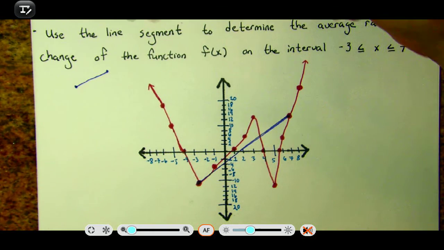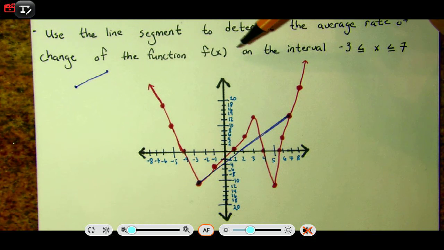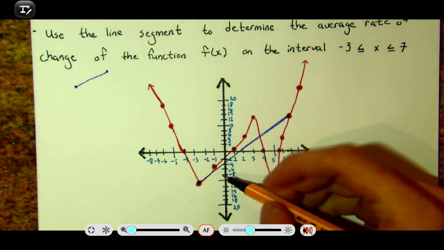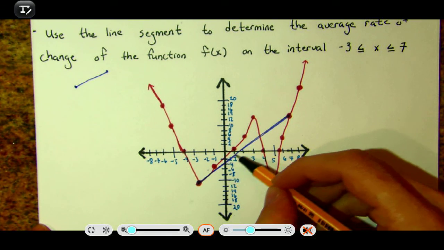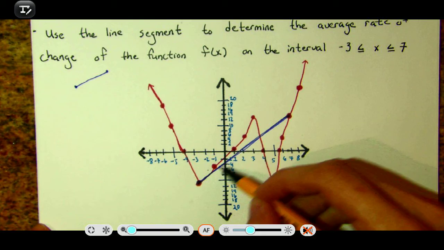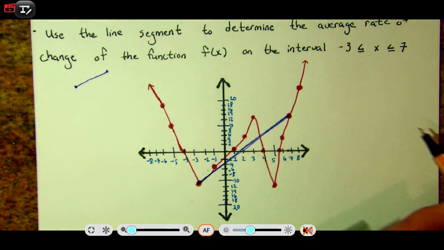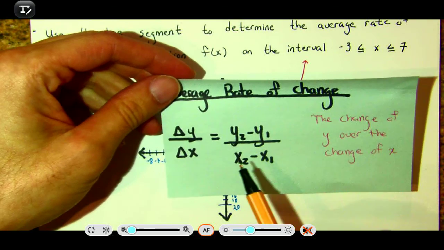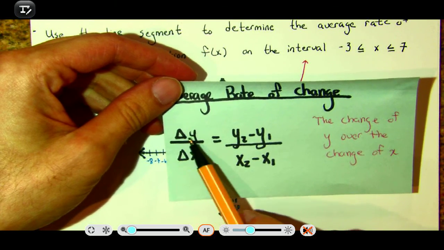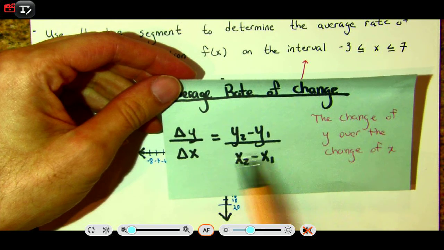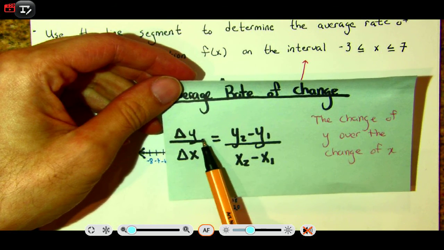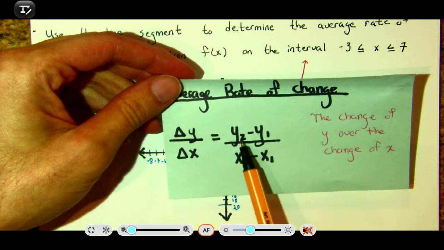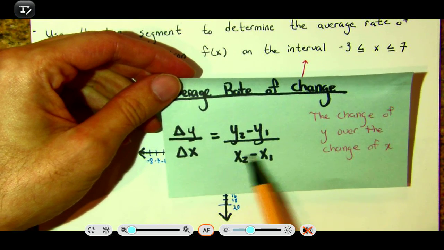It says use the line segment to determine the average rate of change of the function f of x on the interval from -3 to 7. Notice that to find this rate of change, all we're doing is finding the slope, right? To calculate average rate of change, we just need our handy-dandy formula, which shows that the way we read this triangle is delta y, or the change in y, over the change in x. So this is y sub 2 minus y sub 1 over x sub 2 minus x sub 1.